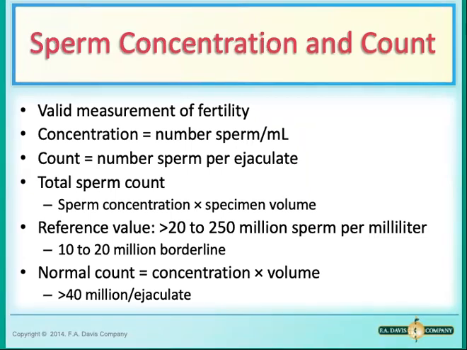The total sperm count for the ejaculate can be calculated by multiplying the sperm concentration by the specimen volume. The total sperm counts that are greater than 40 million per ejaculate are considered normal. Okay, so for example, that would be a specimen that gives you 20 million sperm per milliliter times 2 mLs, which is the volume. So you want to take the concentration times the volume, and any total sperm count over 40 million per ejaculate is considered normal.